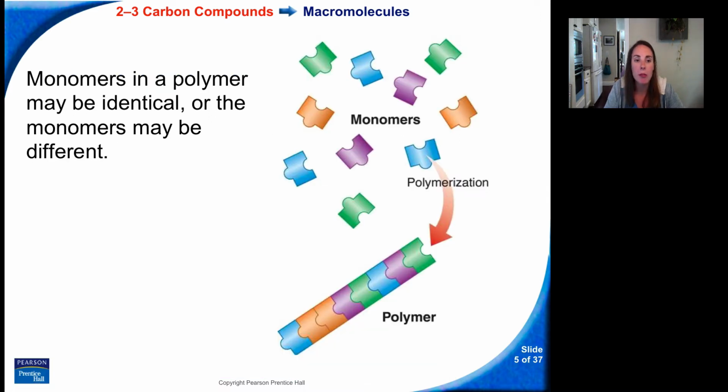So monomers in a polymer may be identical or they can be different. So monomers in this case, they're all different. They're all different colors in this case. Or they can be uniform and be the exact same.